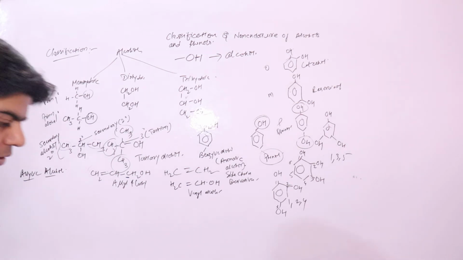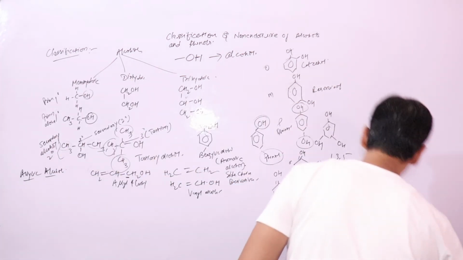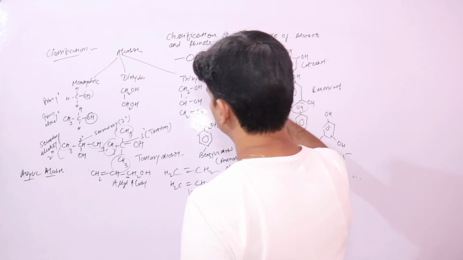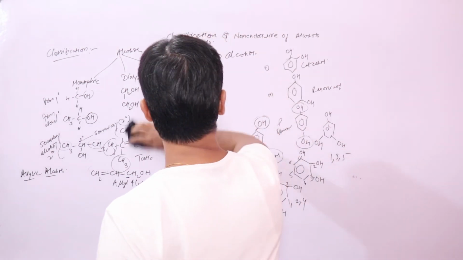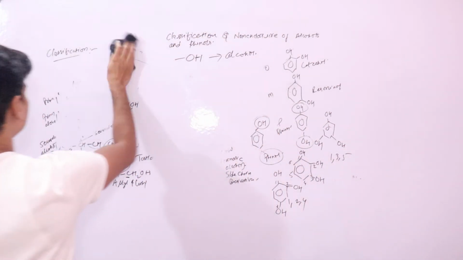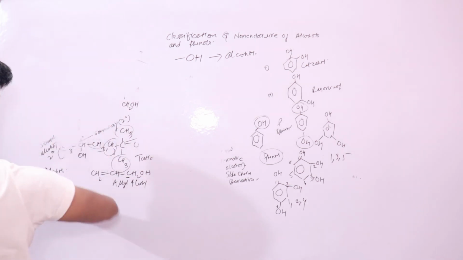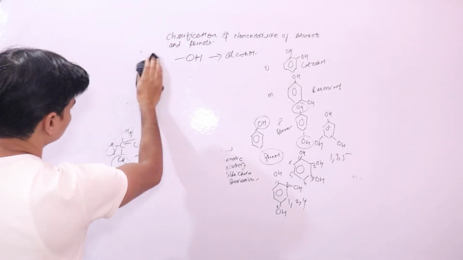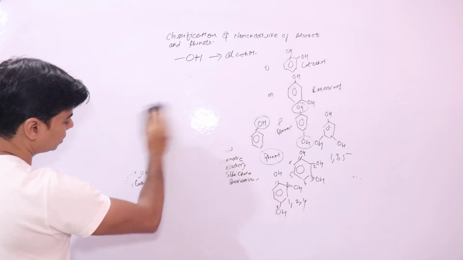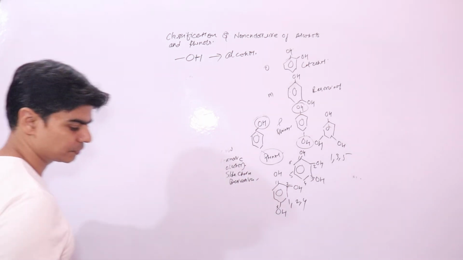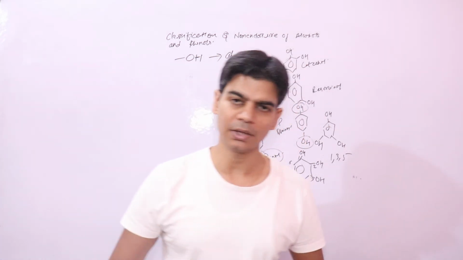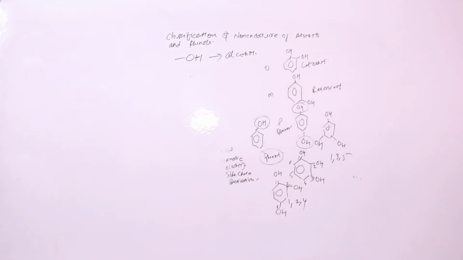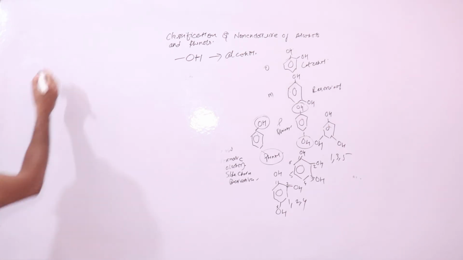Now let's look quickly into the nomenclature of alcohols and phenols. In nomenclature we would be looking into the common or trivial system and the IUPAC system. How to name these alcohols, right? Now, the nomenclature.